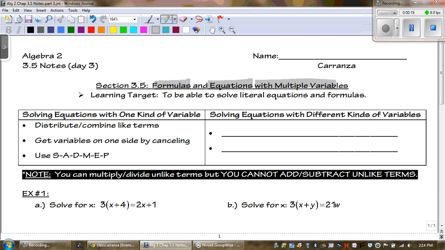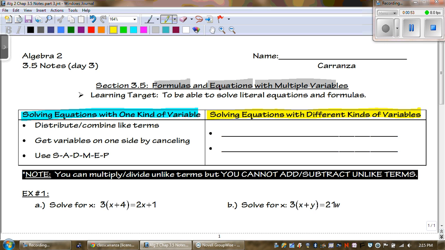Now, there is a huge difference between solving equations with one variable and solving equations with different kinds of variables, okay? So, with one variable equations, we've talked about how we distribute. You get your variables to one side, and then you use SADMAP, okay? And we're going to do an example of both of those below.